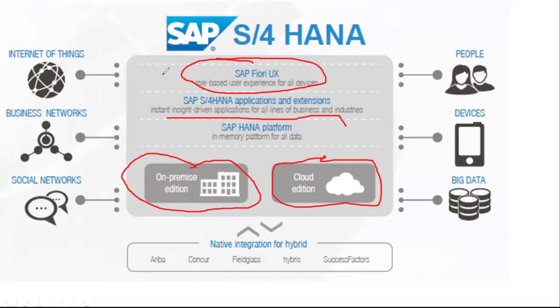Okay, is this clear? With S4 HANA Cloud, we just open our browser, open the sales order, create it, and done. That's all. We don't have to do anything. We don't have to download the GUI, nothing. So there is zero infrastructure cost.